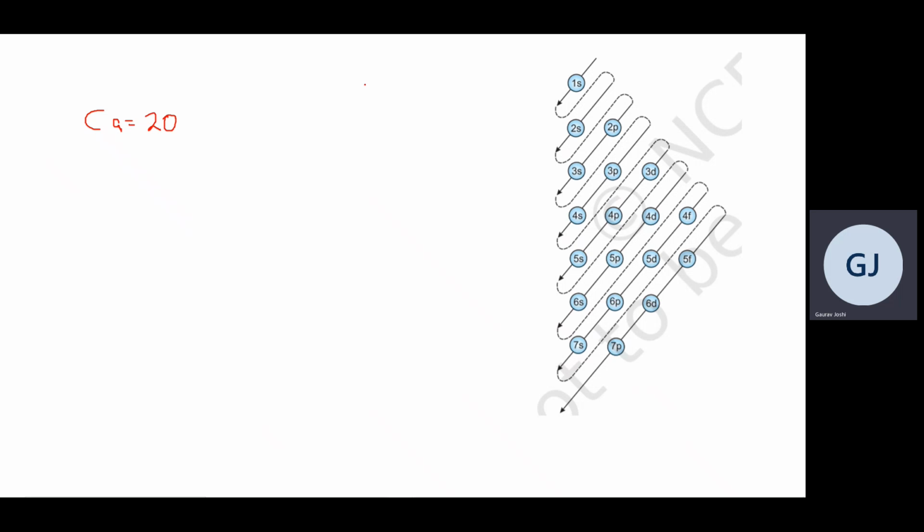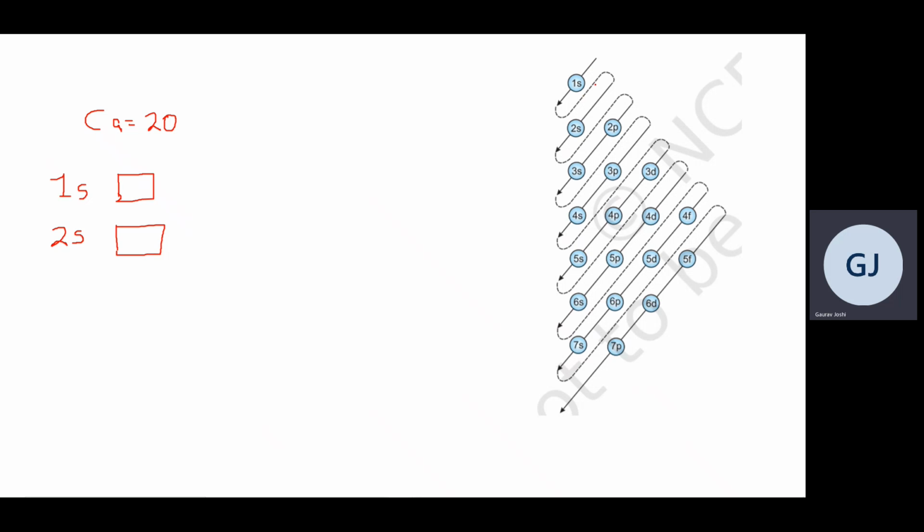Now I have to fill the electrons. Firstly, I have to draw 1s, and 1s will have a single block. Then I have 2s, which will again have a single box.